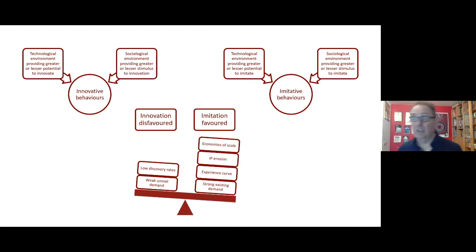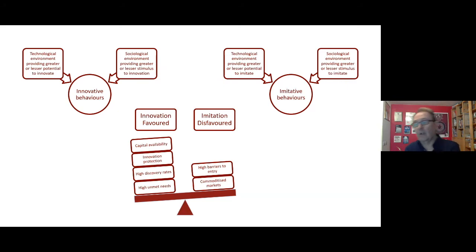So, for example, when the science is not making any new breakthroughs and the economics is not allowing new demand to emerge, then innovation is disfavoured. By contrast, when the environment encourages economies of scale, it encourages IP erosion, it encourages experience curves which reduce costs, and existing demand is growing, then imitation is favoured. In the same way, when capital is cheap, IP protection is strong, new scientific discoveries are coming along, and there's a high unmet need, then innovation is favoured. And when there are high barriers to entry and markets are commoditized, then imitation is disfavoured.